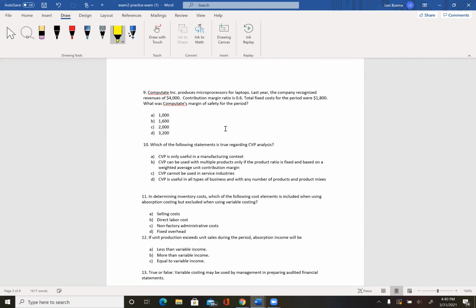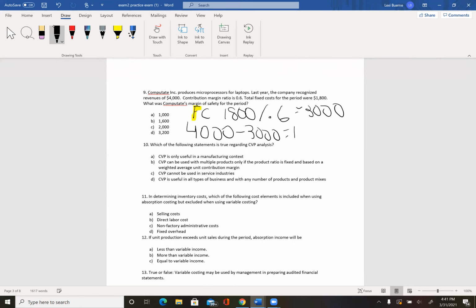So to find the margin of safety, you start with your fixed costs. Let me switch back to here. Fixed costs of 1,800 divided by the contribution margin ratio of 0.6. That's going to give you 3,000. And then you have to just subtract out the revenues from there to find the amount that's going to be safe. So that's going to be the 4,000 minus 3,000. And that's going to give you 1,000. That's going to be A.